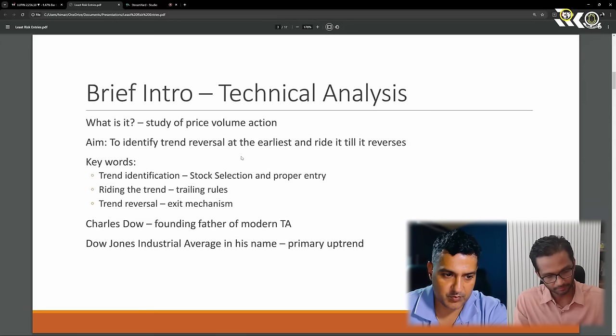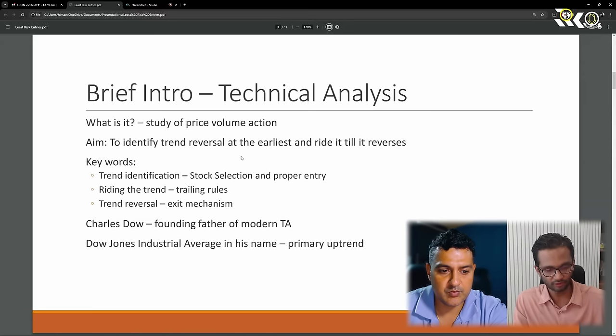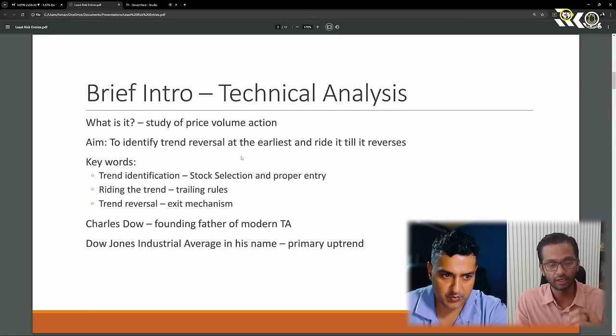Now the trend of interest for an investor will be visible on weekly charts, but a swing trader will be interested in those short-term swings between the pullbacks. These terms I will explain in a moment.